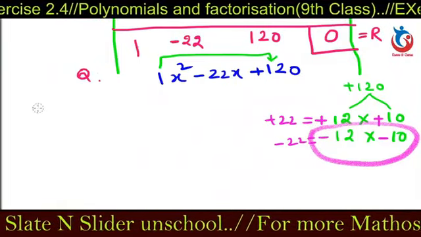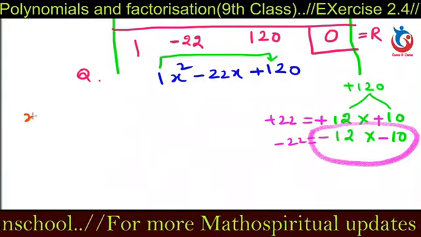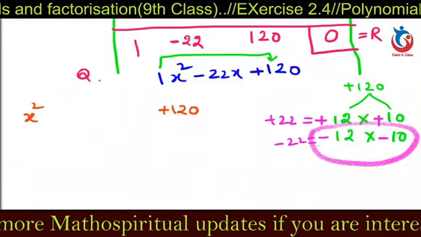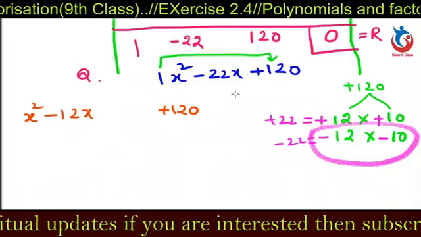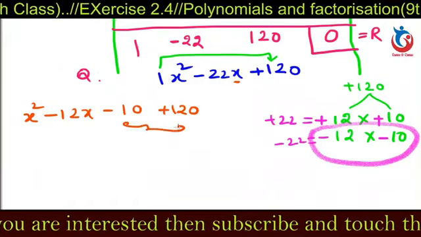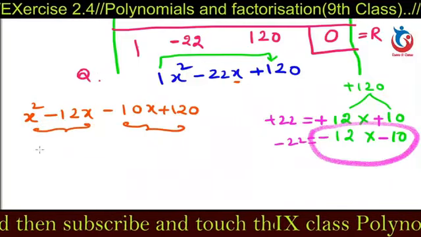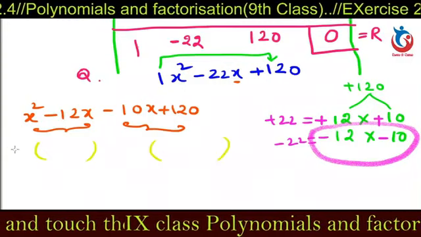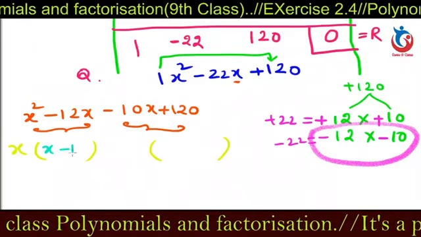From now we can write easily. That is, x square, and the last term plus 120, and in the middle write these two factors: minus 12x. From where did we get this x? From here. Next minus 10x. Keep these two as a set and these two as a set, and take common. Keep the brackets here and here, leave some space between. From these two we get x as common, so in the middle it will be x minus 12.